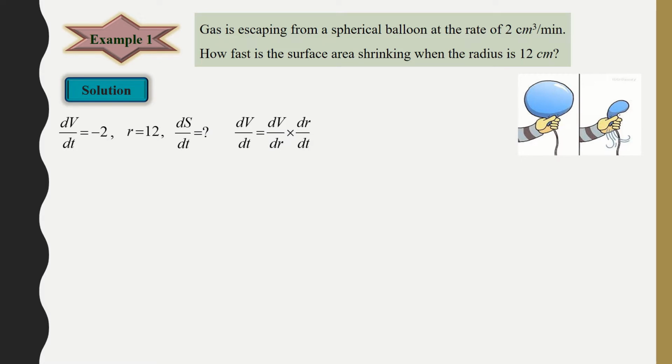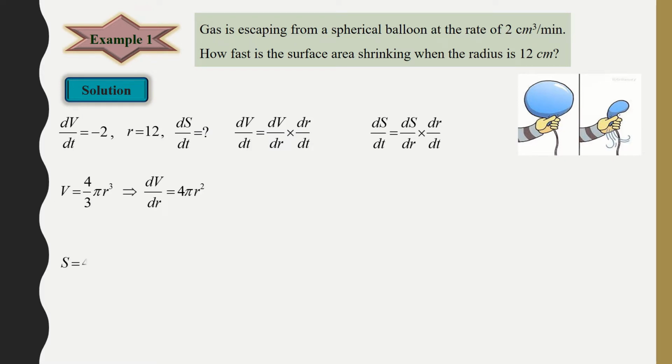dV/dt is given in this question. Then dV/dr we can find, and then we can find dr/dt. After that, dS/dt is equal to dS/dr multiplied by dr/dt. Since the surface area of a sphere is 4πr², we can find dS/dr. dr/dt we can find from dV/dt. So when V = 4/3 πr³, which is the volume of a sphere, dV/dr = 4πr².